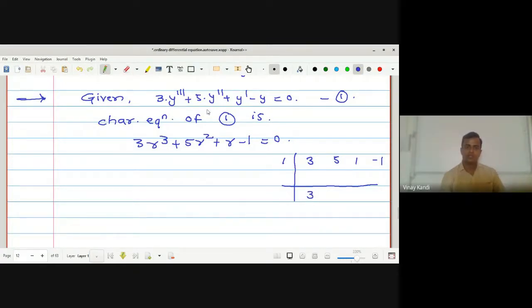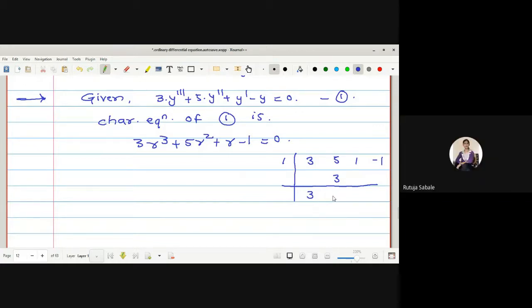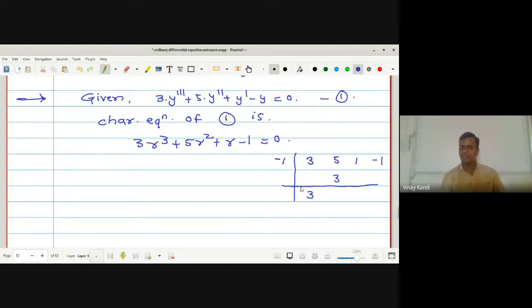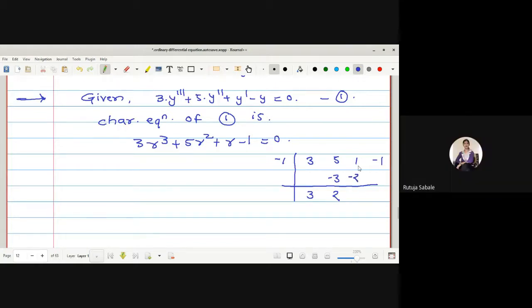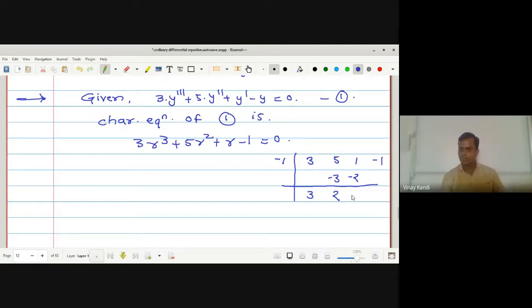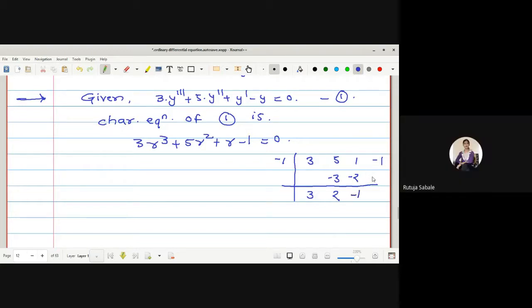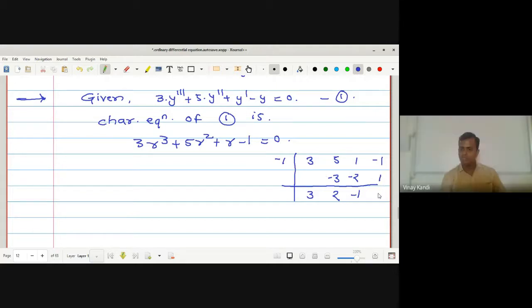Correct. 1 into 3, 3. Then 5 minus 3, 2, or 5 plus 3? What do we do? -1 is the root, so -1 comes there. So here you get -3. So 5 plus this -3, this 2. Okay, so -1 into 2, -2. Okay, 1 minus 1, -1. Now add these two, plus 1. Yes sir. Here +1, here you get 0.